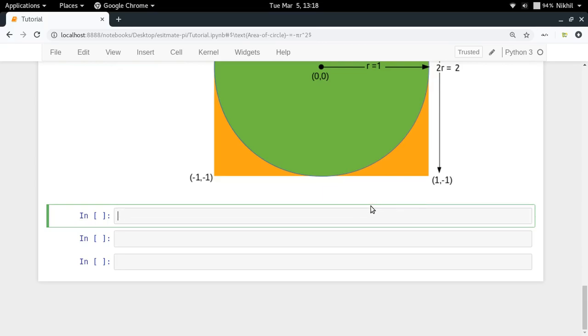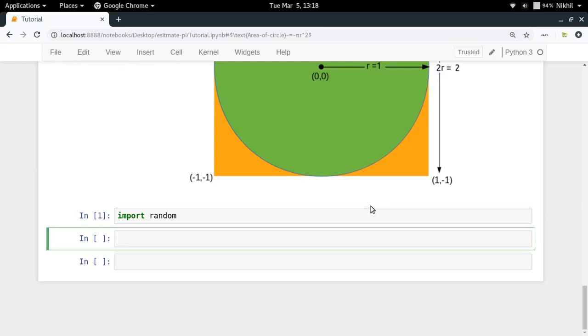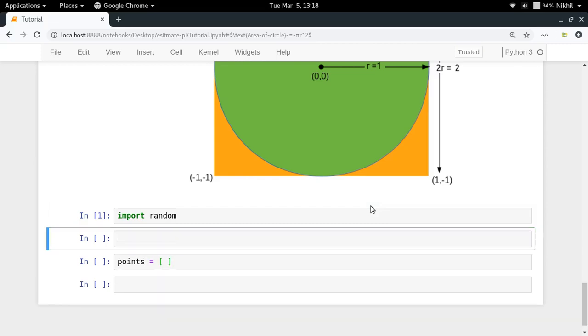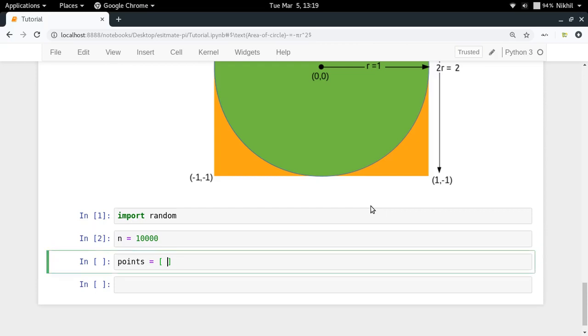I'm going to import the random module first of all, because I'm going to need it for sure. Then points is equal to, so I'm going to generate some points. First of all, let me specify the number of times I want to throw a dart. Let's say I want to throw a dart 10,000 times. So for underscore in range n, I am just going to repeat this loop n times, which is going to be 10,000 in this case, and I want to generate 10,000 points for that.